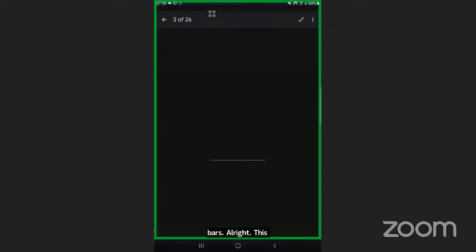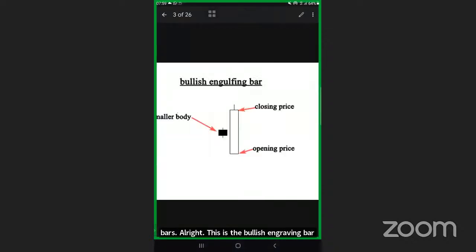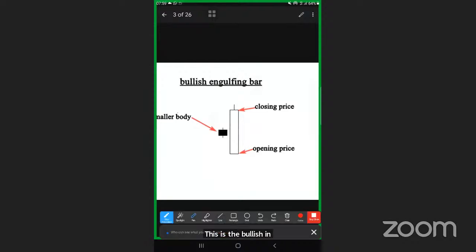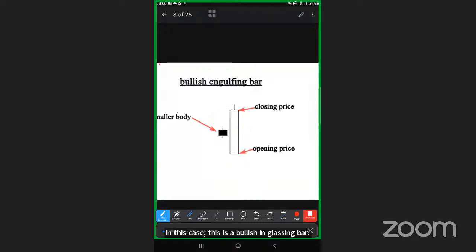This is the bullish engulfing bar. In the bearish engulfing bar, this candle is a bigger one and it is in red. This candle is small and it is in green. But let me start with this case, the bullish engulfing bar. What makes it bullish? The market is coming from the upper side, going to the downside. This is our support area. This is our resistance area.